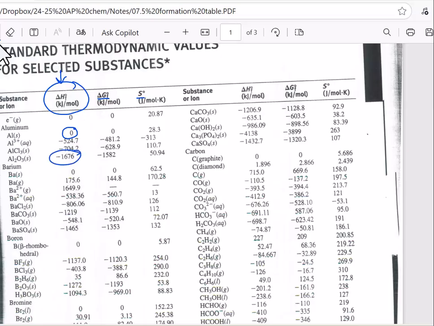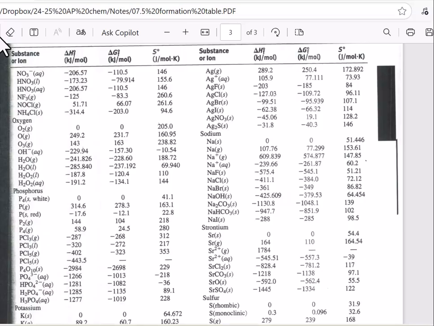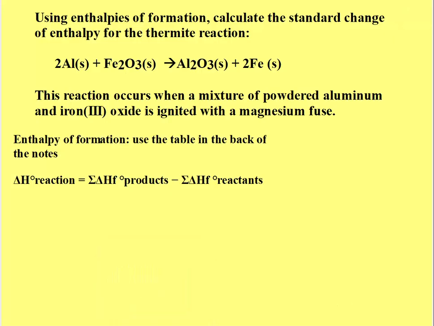When looking at the chart, also make sure you're paying close attention to the states of matter. Two that people mess up a lot are H2O liquid and H2O gas. Notice they are different values, so you'd want to make sure that you're choosing the correct one. So go ahead and find all the values for each of these. Again, we just saw aluminum was 0 and aluminum oxide was negative 1676. So go ahead and find iron and iron 2 oxide. Restart when you're done.